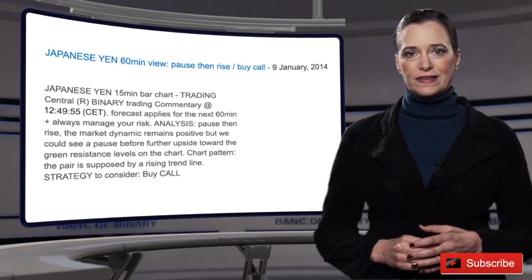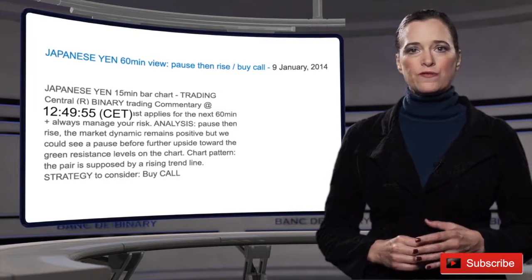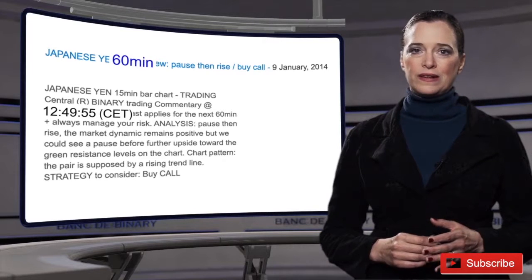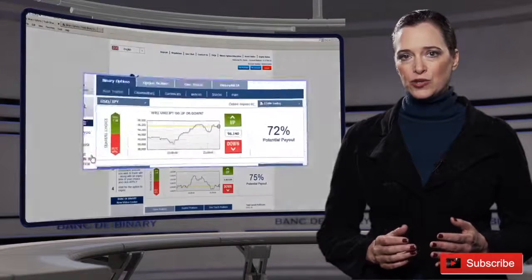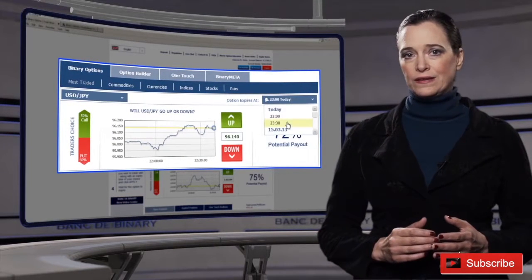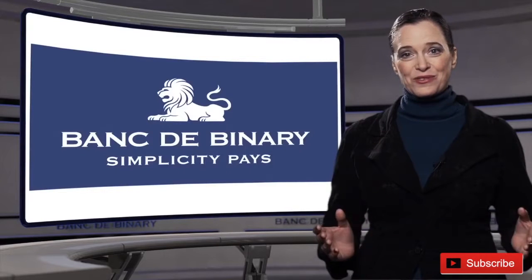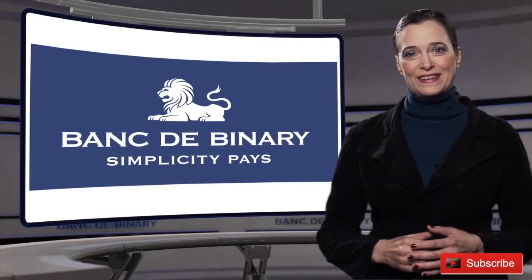In this case, the signal was generated at 12:49 Central European Time and was valid for 60 minutes and 60 minutes only. Our signals are constantly updated, but be sure to double-check that the expiry of your binary option falls within the signal's validity period. That's all there is to it. Simple and effective trading signals for Banc de Binary and Trading Central.